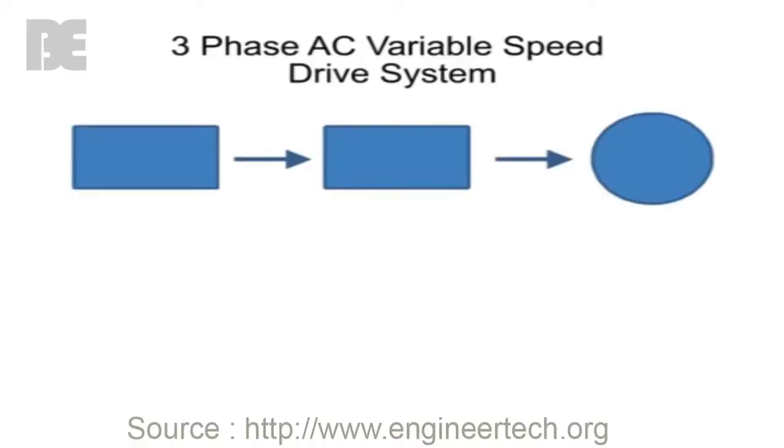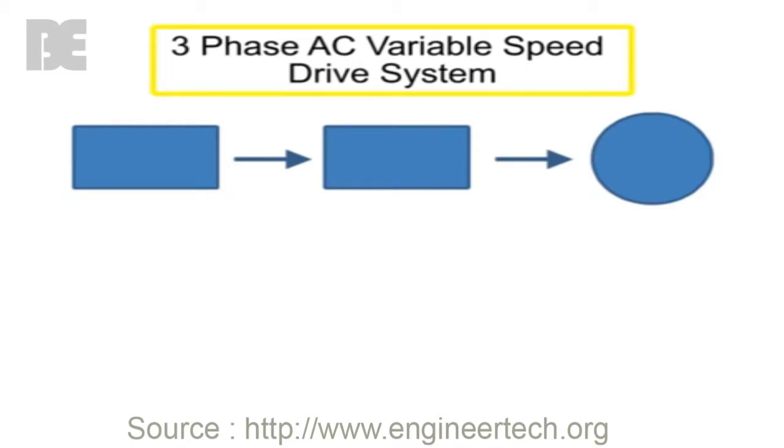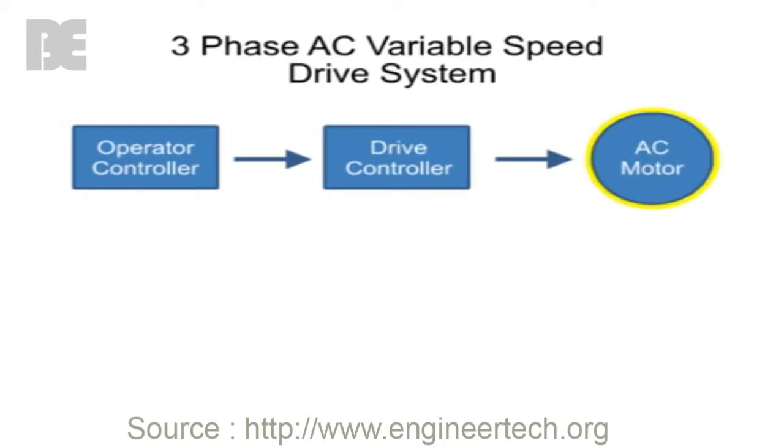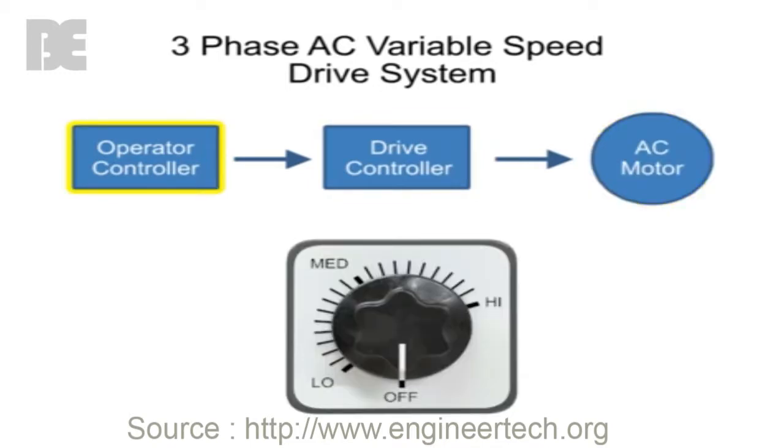This block diagram illustration depicts a typical three-phase AC variable speed drive system. It has three main components: an operator control, a drive controller, and an AC motor. An operator control device provides a means to start and stop the motor and adjust the operating speed.